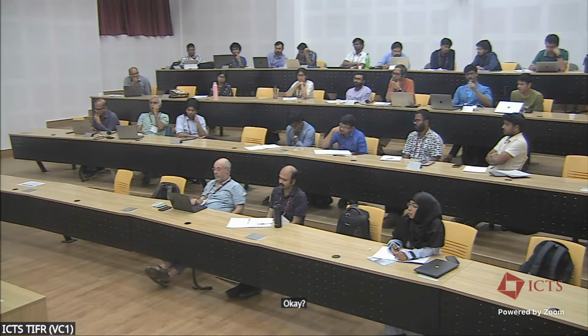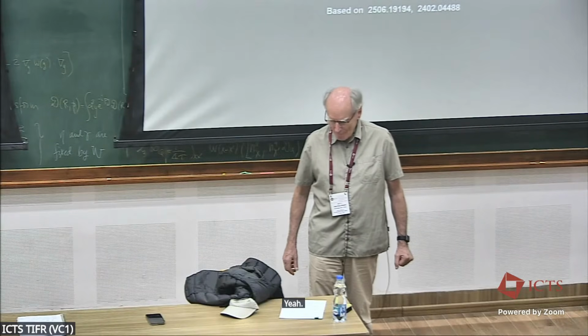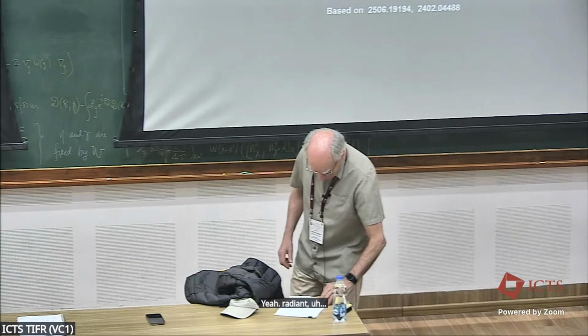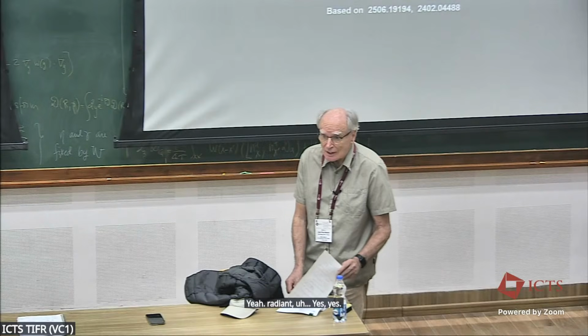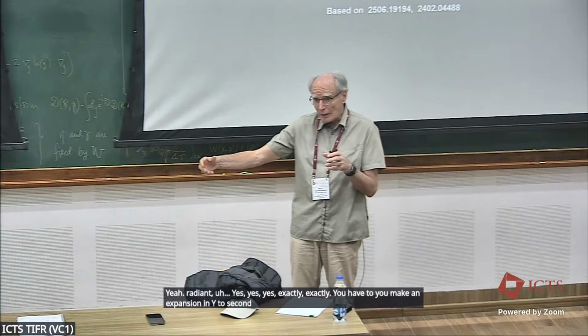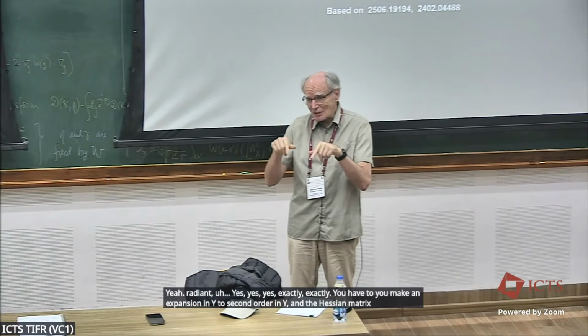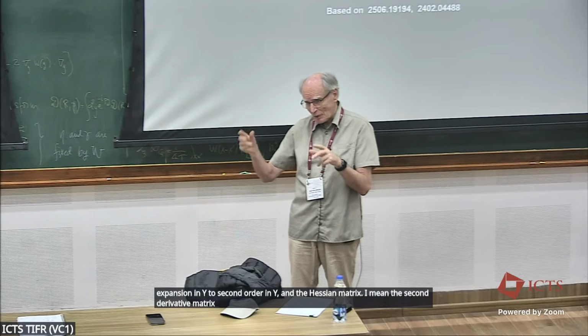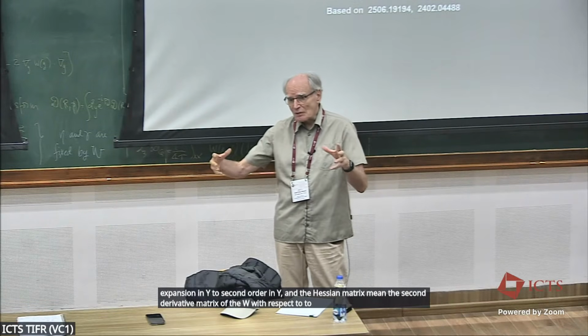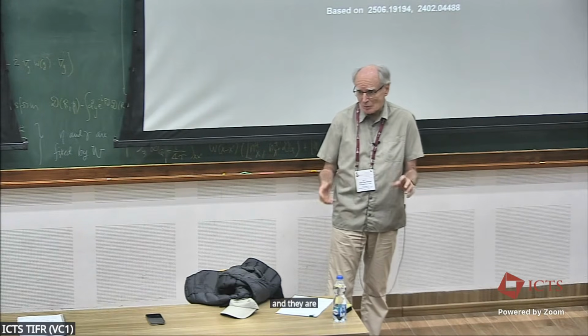Okay, but they are there. They are hidden in the value of the transport coefficient. Yes, exactly. You make an expansion in Y to second order in Y, and the Hessian matrix, I mean the second derivative matrix of the W with respect to Y, carries information about the transport. And they are obviously related because it's the same object.